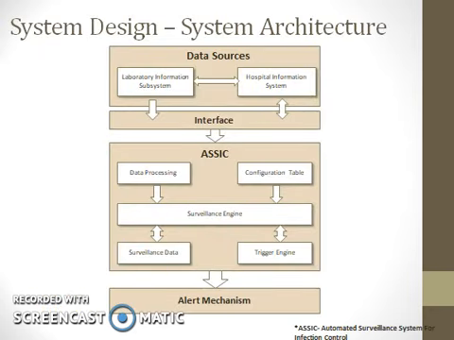Now, this is the proposed system architecture. As I already said, the automated surveillance system gets its input data from the hospital information system as well as from the laboratory information system. So these two are the parts of the data sources that we have.